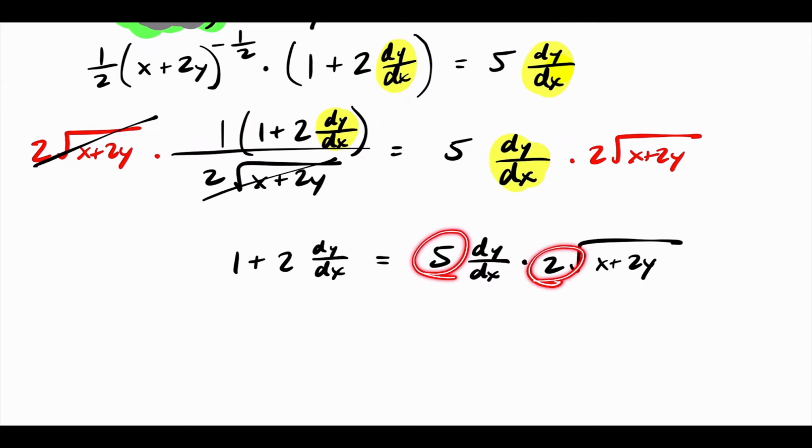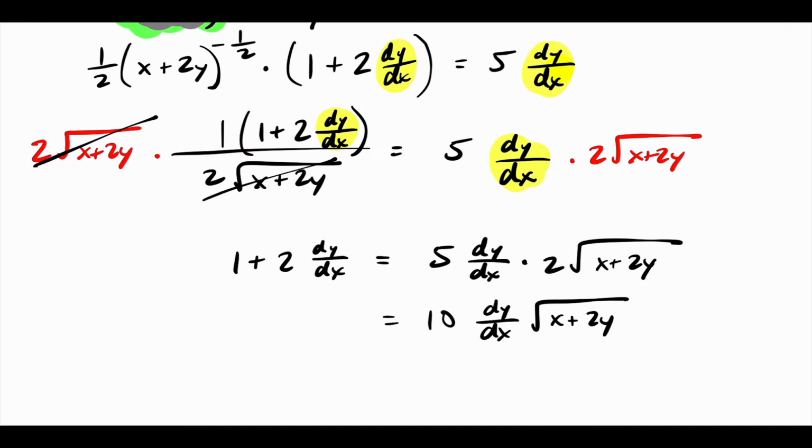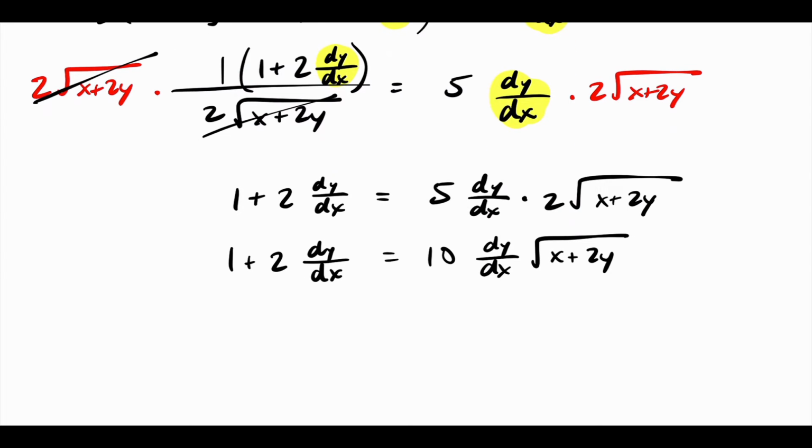I can multiply these two guys because it really is 5 times dy dx because dy dx is the derivative. So it really is 5 times 2, which is 10. So I can do that. Okay, so I get 10 dy dx, 1 plus 2 dy dx. Okay, so I got 1 over here and 1 over here.